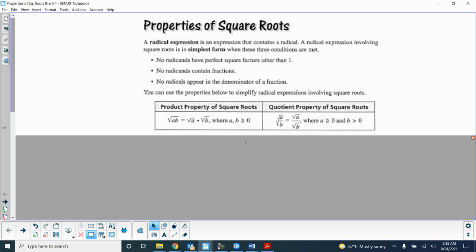And for the quotient property, B can't be equal to 0 because it's in the bottom. So it has to be greater than 0. So we're talking about positives right now. We won't have any negatives in the radicand. Now, eventually we'll get there with those.